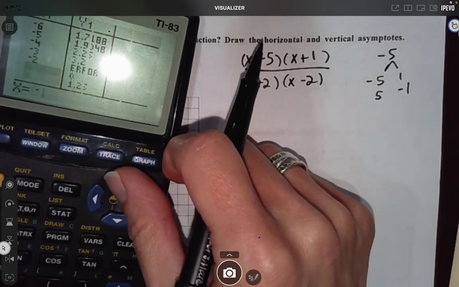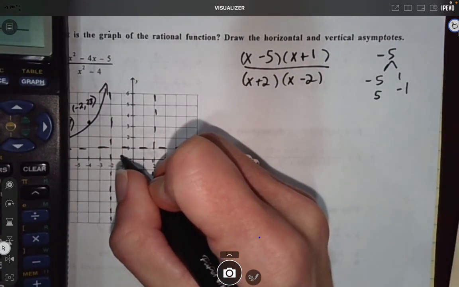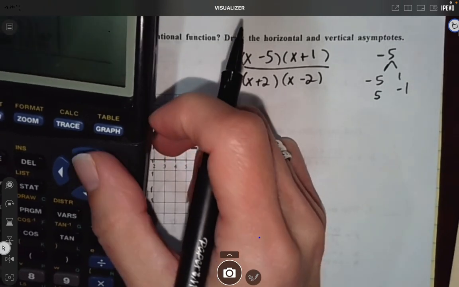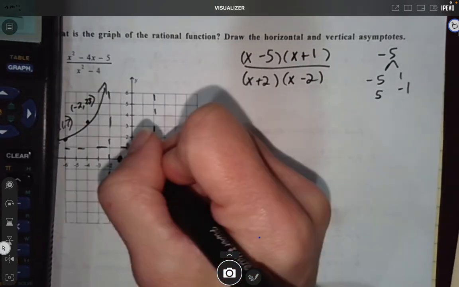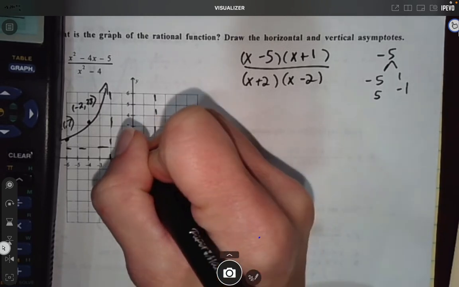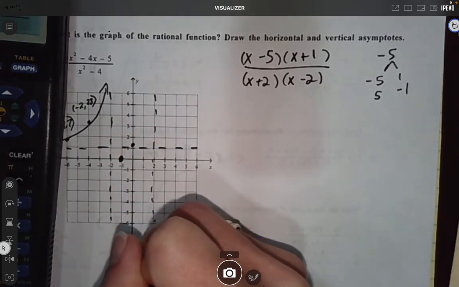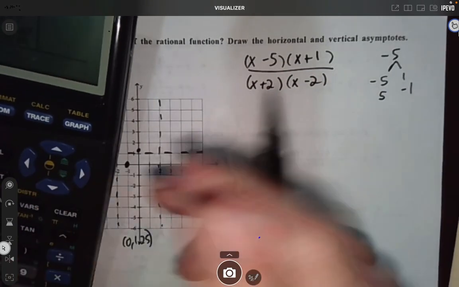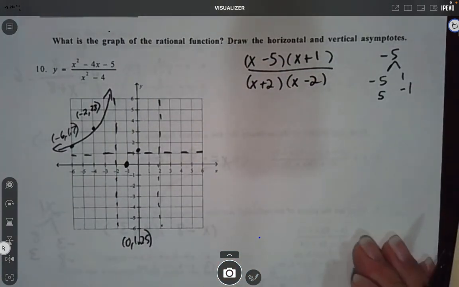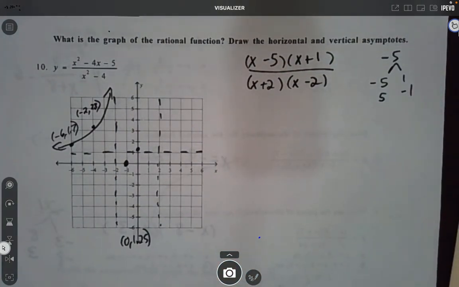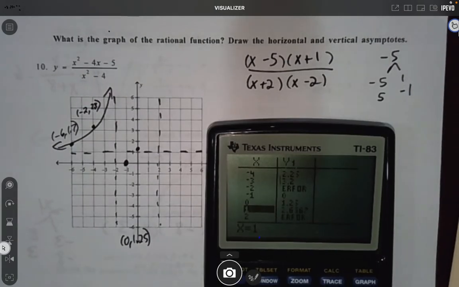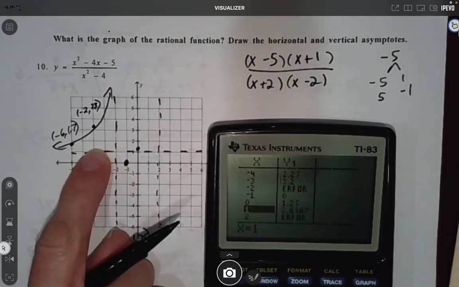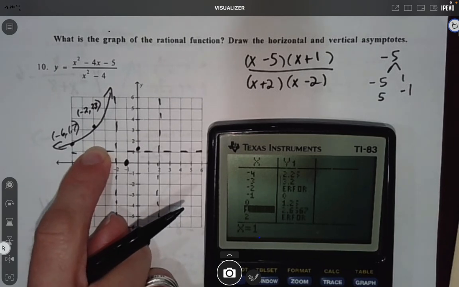All right, then I've got -1, 0. I don't have to write that ordered pair. I can tell. I'll do 0, 1.25. That's 0, 1.25. And then 1, 2. Okay, like that. Then -2... what is that? It was really 2.25.